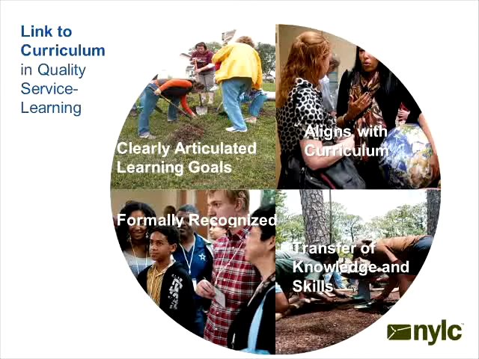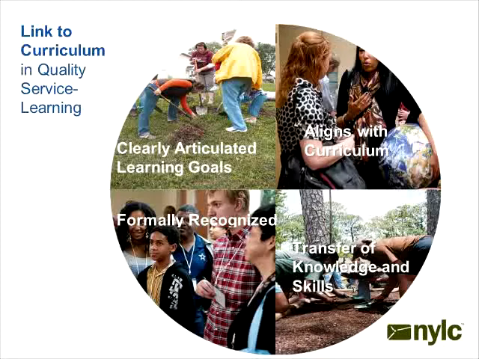The Link to Curriculum standard has 4 indicators that go along with it. And these are having clearly articulated learning goals, whether those are your classroom goals or your program goals. High-quality service learning involves projects that align with academic or programmatic curriculum. So it goes along with a predetermined set of what you want to accomplish, not just the learning goals, but those overarching pieces.